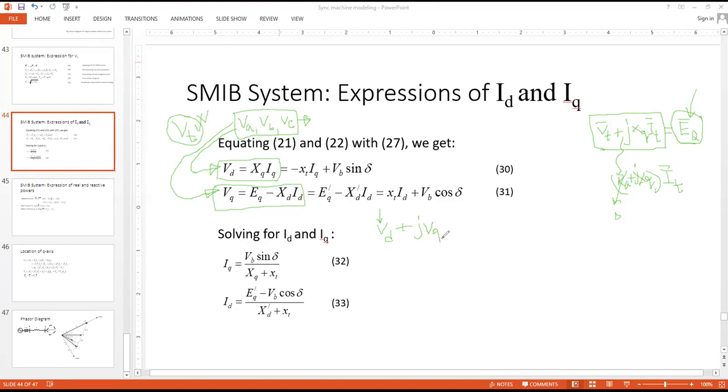So VD plus JVQ. To get this VD plus JVQ, what we have to do, we have to take it as it is, XQIQ, and then plus J into this EQ minus XDID. So this is what we will do. What we will achieve after doing that, you see VD plus JVQ is the rectangular representation of the phasor VT along its D and Q axis components. With the help of the D and Q axis components for the phasor VT, we can write it. So once we get VD plus JVQ, we can easily write it as the phasor VT. So this is why we start with this calculation.